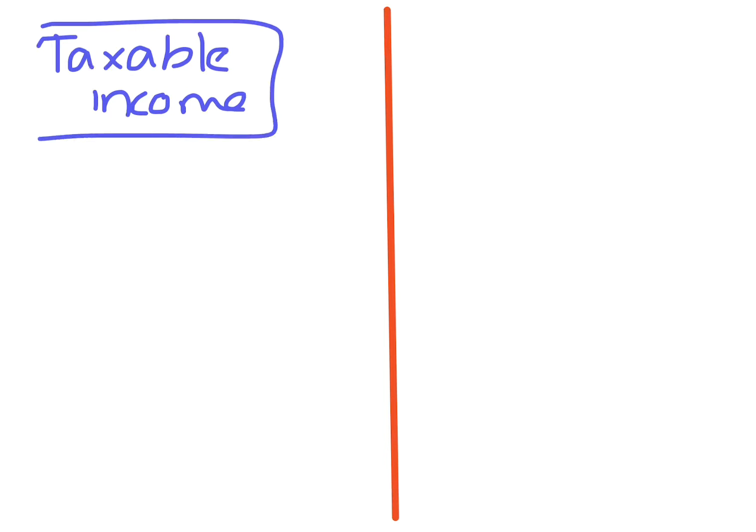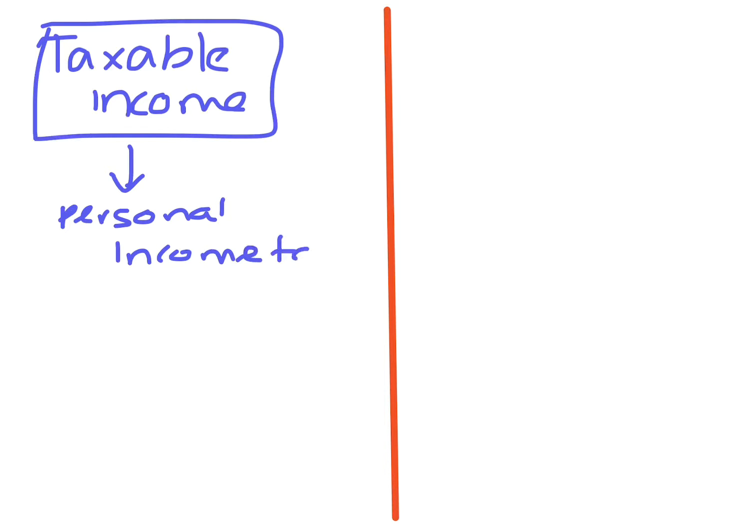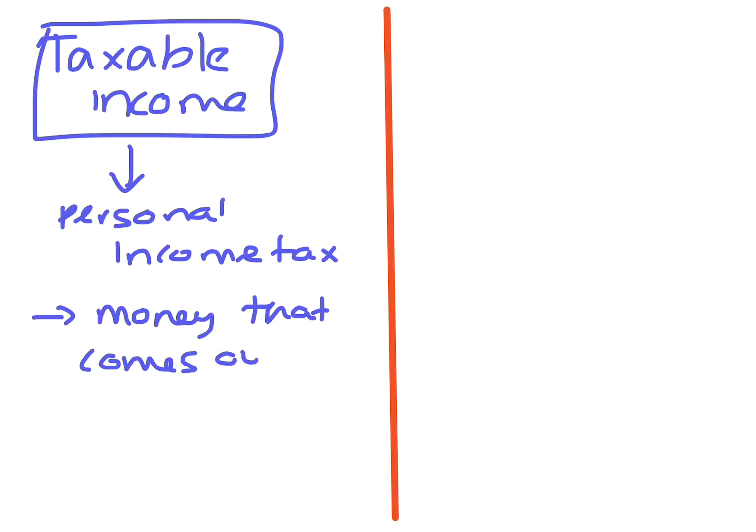Just going to talk about taxable income and how our income tax is actually calculated, like our personal income tax. Now, personal income tax is the money that comes out of our income.